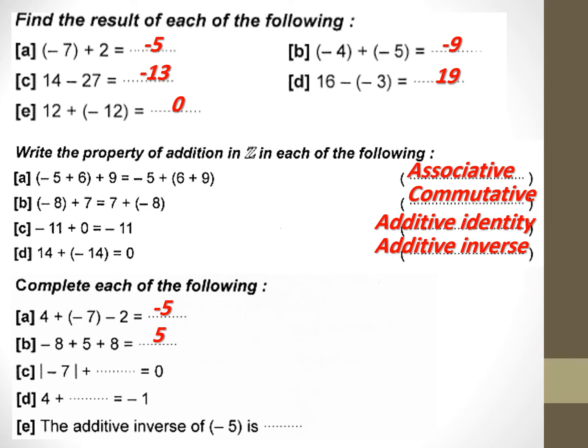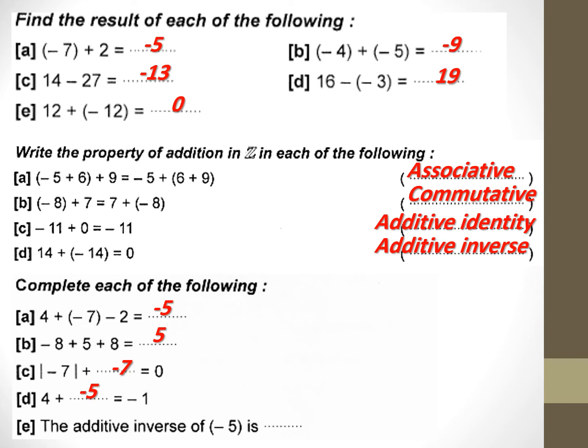The absolute of negative 7 equals 7. 7 plus what equals 0? The number plus its inverse. 7 plus negative 7. 4 plus what equals negative 1? Now the missing number is the middle integer. So we will subtract the result minus the input. Negative 1 minus 4 equals negative 5.